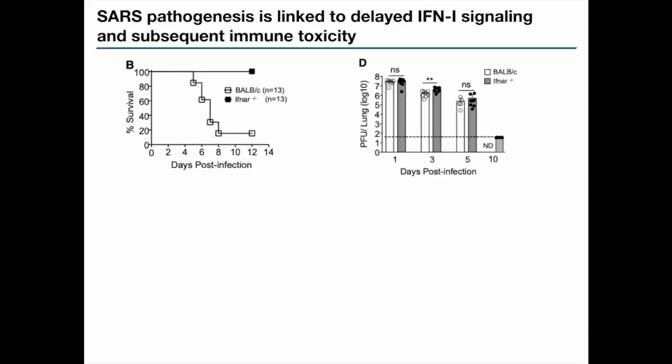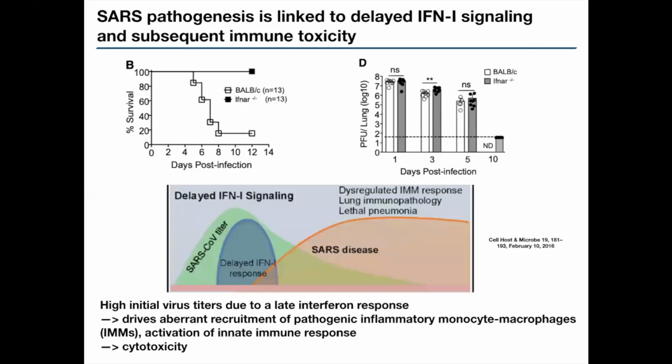And that's not because these mice that lack the IFNAR protein are able to replicate the virus any differently. That's shown here in this graph in panel D, where you can see that the levels of replicating virus, as measured by plaque forming units in the lung, are basically very similar between the wild type mice and the IFNAR knockout mice. And so the hypothesis is that the virus is able to replicate to high initial titers because of these accessory factors and other multi-pronged approaches it has to delay the interferon response.